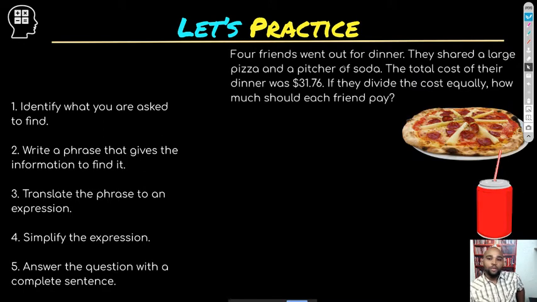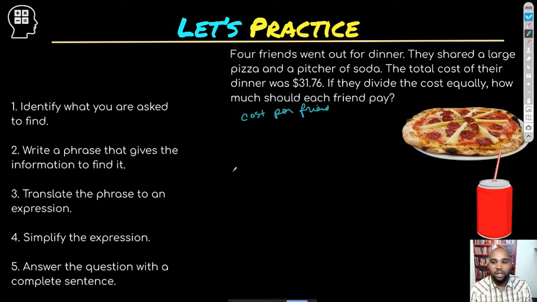All right, 4 friends went out to dinner. They shared a large pizza and a pitcher of soda. The total cost of their dinner was $31.74. If they divide the cost equally, how much should each friend pay? How much each? Identify what we're looking for. We're looking for the cost per friend. And write a phrase that gives that information.